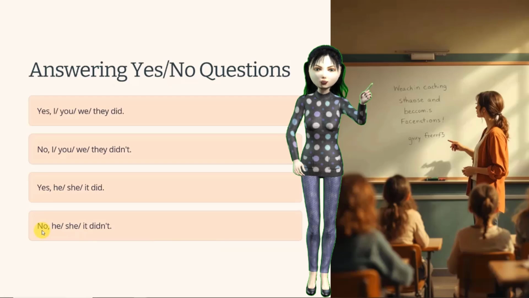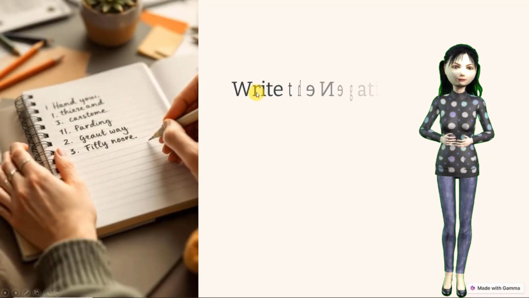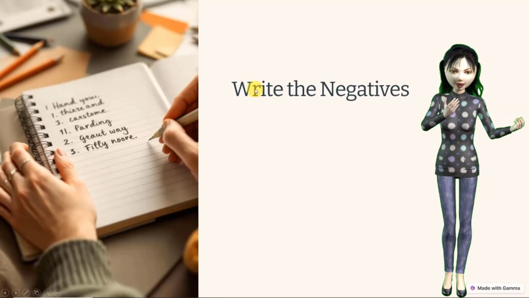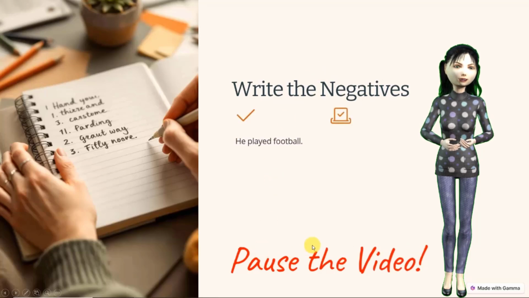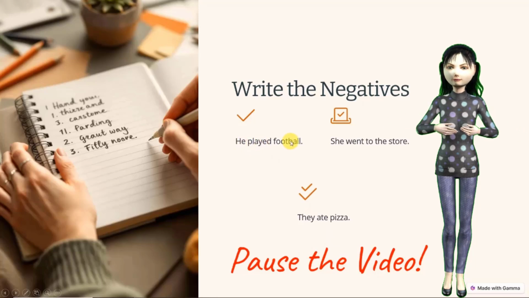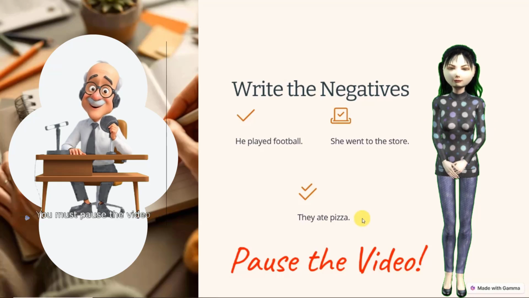Guys, it's very important that you get all that correct, right? So, time to continue. Write the negatives. It's also important to understand how to write the negatives properly. As I say, you must pause the video so you know what's coming up. He played football, you must write a negative. She went to the store, you write a negative. They ate pizza, you write a negative over here. I advise you to take hold of your notebook once again, guys, and write down this page and answer the questions. I'm going to give you a minute or two before we continue to check our answers. You must pause the video.